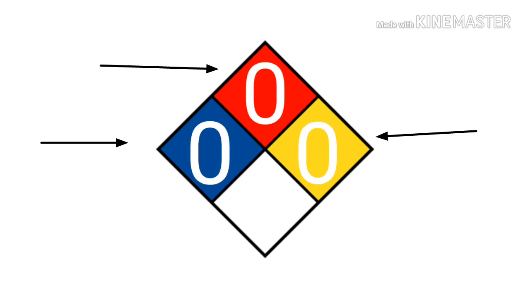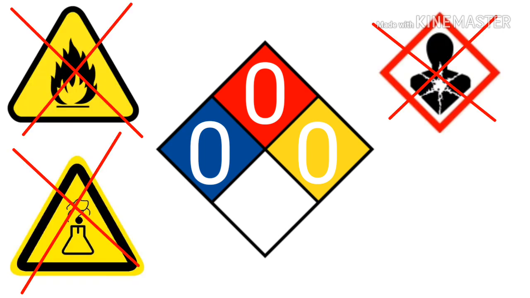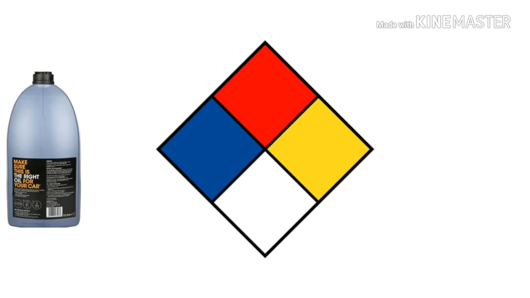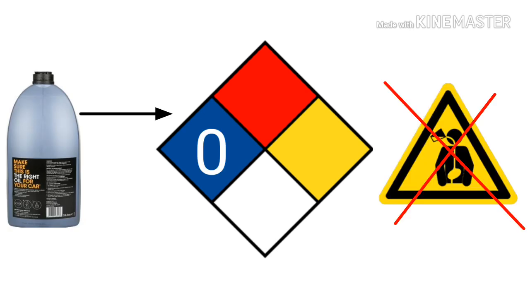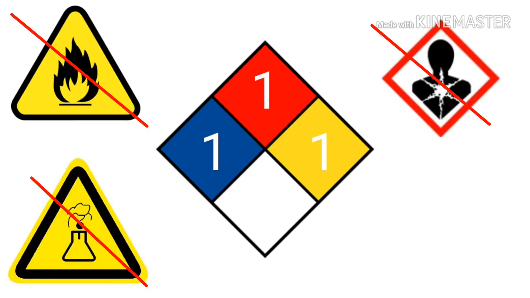If the number is 0, it means it is not possible for it to be flammable, reactive, or a health hazard. However, please take note that the blue quarter does not include ingestion of the material. For example, motor oil has a blue quarter rating of 0, but this does not mean it is safe to drink. If the number 1 is shown on a quarter, then a slight threat is present.